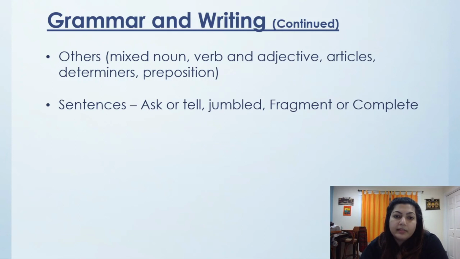Then we have sentences: ask or tell, jumbled, fragment, complete. So we have different kinds of sentences. We have imperative, interrogative, and declarative. So we only deal with declarative, that is a tell, and then ask, the interrogative as of now. And then we have jumbled, where a sentence is jumbled and you have to figure out the right way to properly order the words to make a complete sentence.